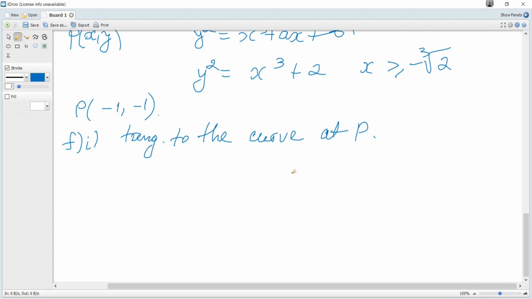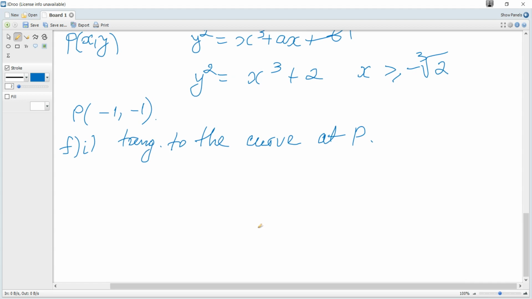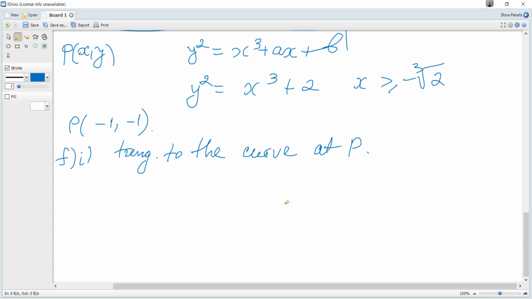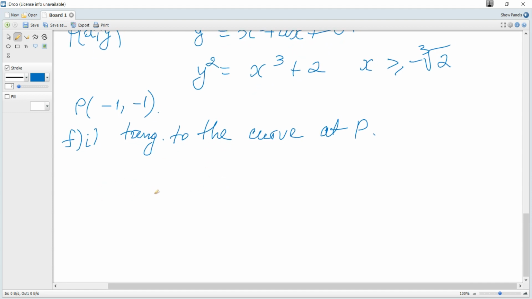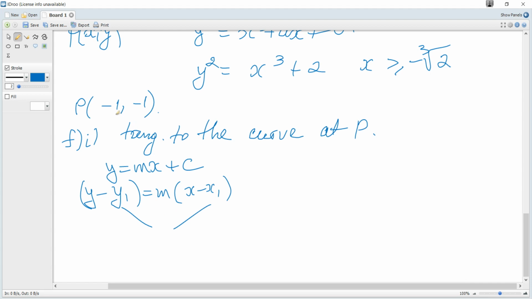So to find the tangent to the curve, we actually know that we need the gradient firstly, and to find the gradient we need to differentiate. For the equation of a tangent we use y is mx plus c, or of the form y minus y1 is gradient times x minus x1, where x1, y1 is the point negative 1, negative 1. We substitute the point negative 1 as usual. So to find the gradient we need the derivative.